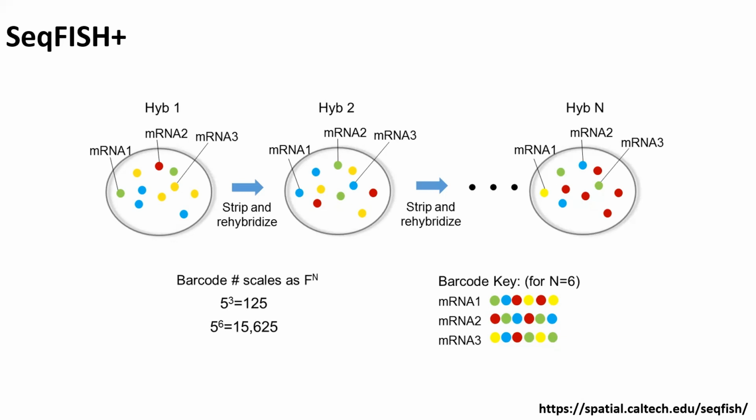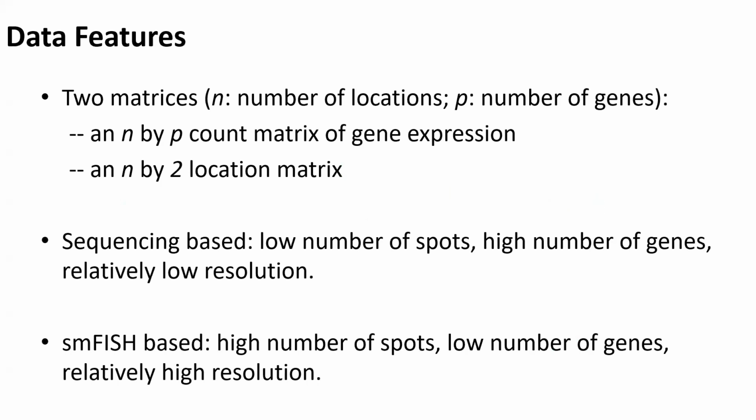So at the end of the day, with the seqFISH Plus technology, you're also going to get two matrices. One is the N by P matrix, where N is now the number of single cells, and P is the number of genes. It's also a count matrix because you're measuring those different color dots within a single cell boundary. Besides that, you also get the N by 2 location matrix, where you have the X and Y measurements for each of the N different cells. So regardless of which technology you have, you are always going to have these two input matrices. One is the N by P count matrix of gene expression, the other is the N by 2 location matrix.